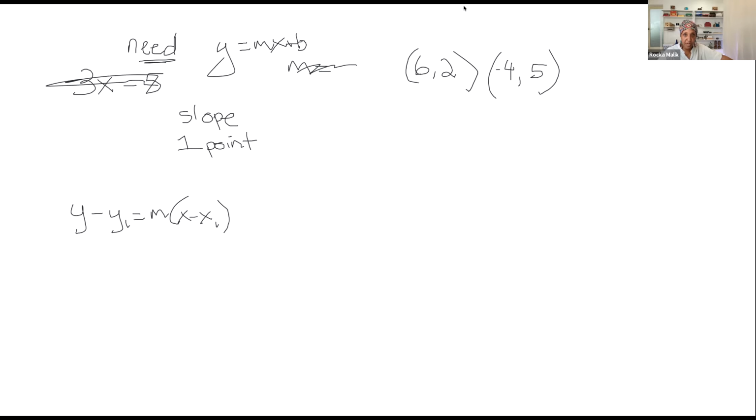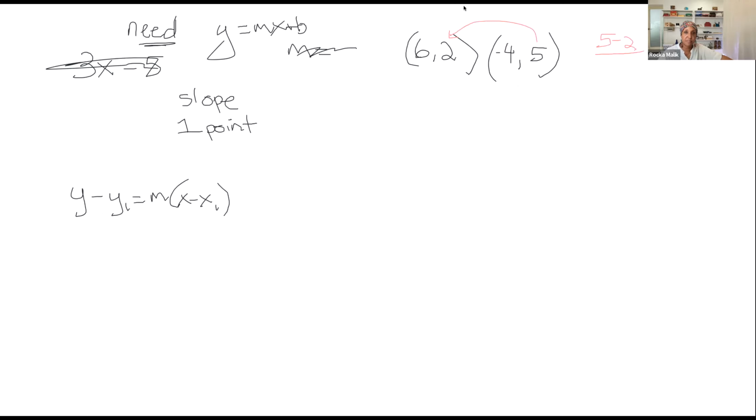So y2 minus y1, 5 minus 2, and then x2 minus x1, -4 minus 6, which is minus 10. So that's my slope: -3 over 10.